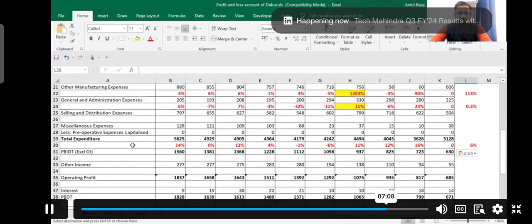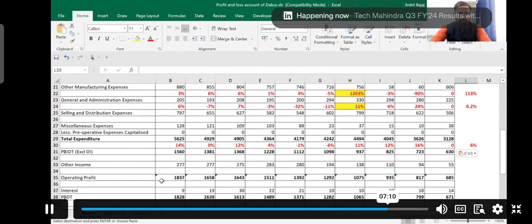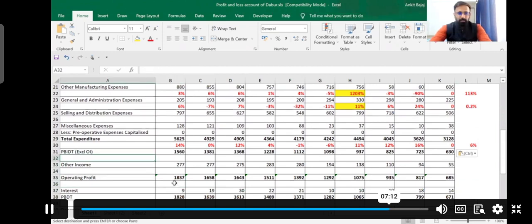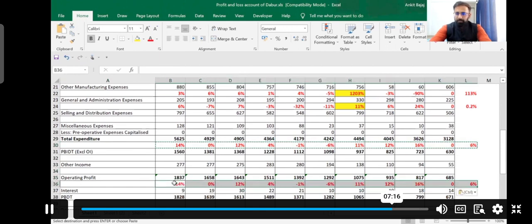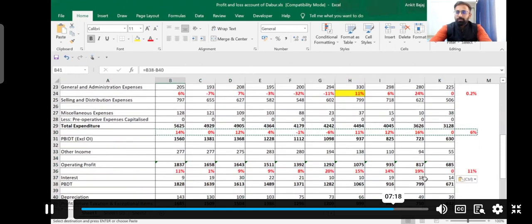Now, we will see the total income also, right? If I talk about operating profit, what is the growth in operating profit every year? We can see here on an average there is growth of 11% in operating profit every year, which is fair enough. If a company's profit is increasing by 11% every year, which is fair enough, right?